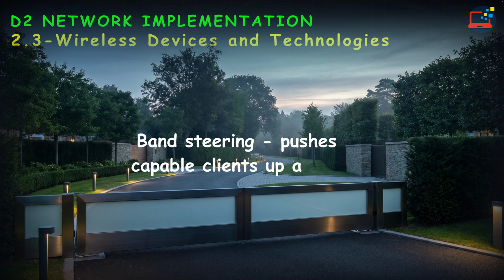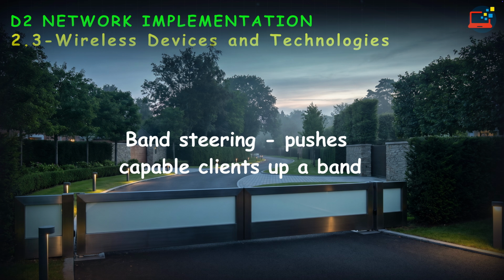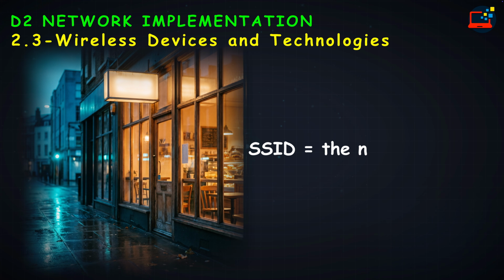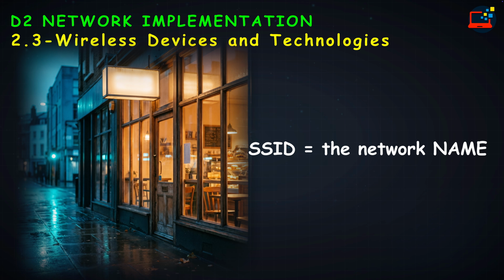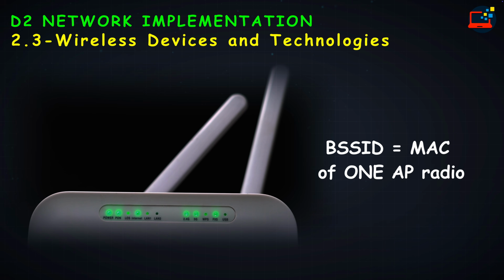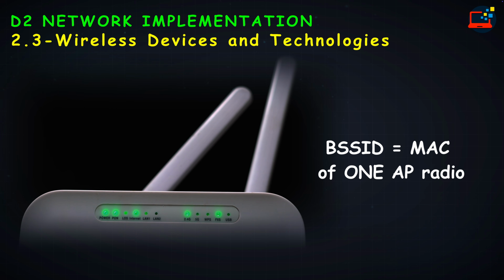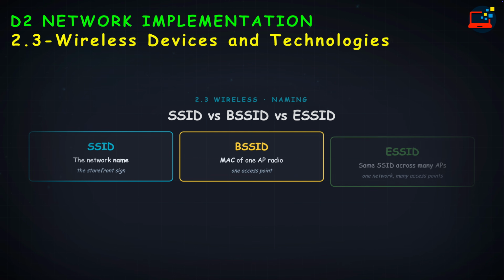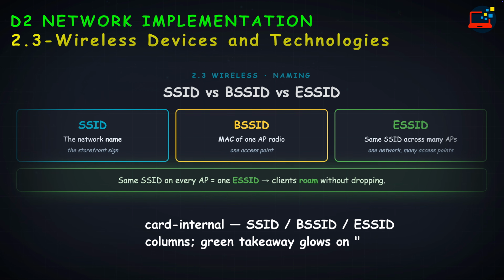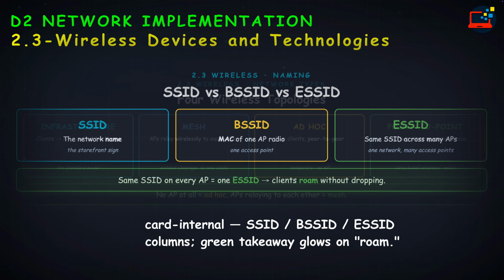Band steering is the feature on dual-band and tri-band access points that nudges capable clients onto the higher frequency to relieve congestion on 2.4. SSID is the wireless network name, the storefront sign on a coffee shop. BSSID is the MAC address of a single access point's radio. ESSID is the same logical network across multiple access points, all advertising the same SSID so clients can roam.